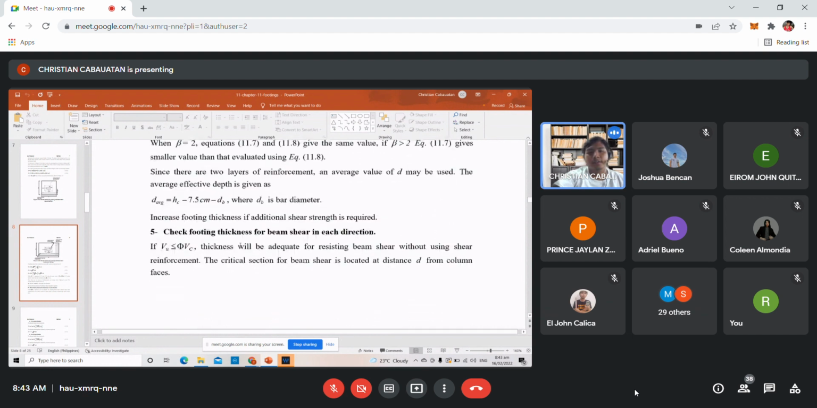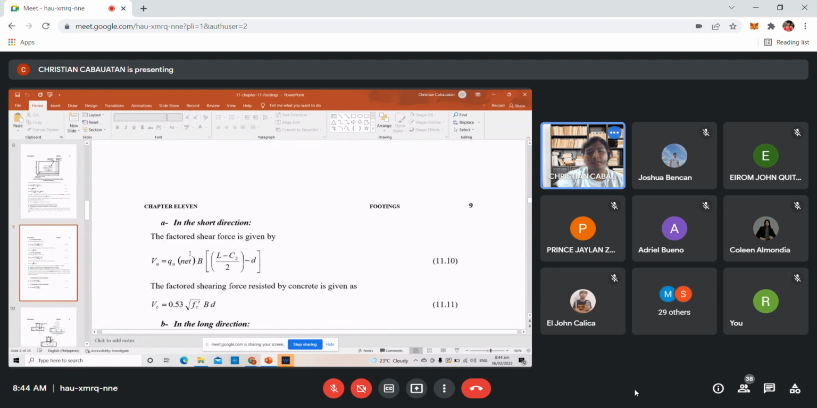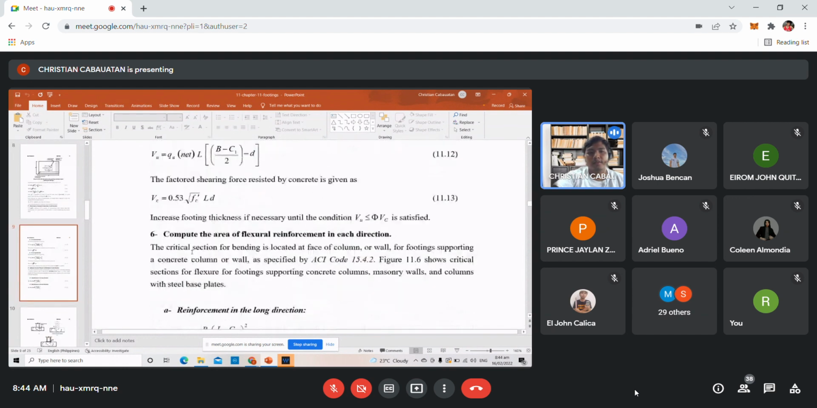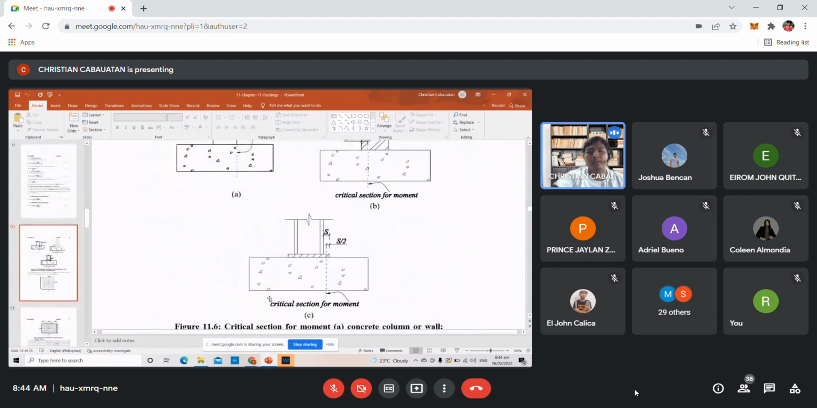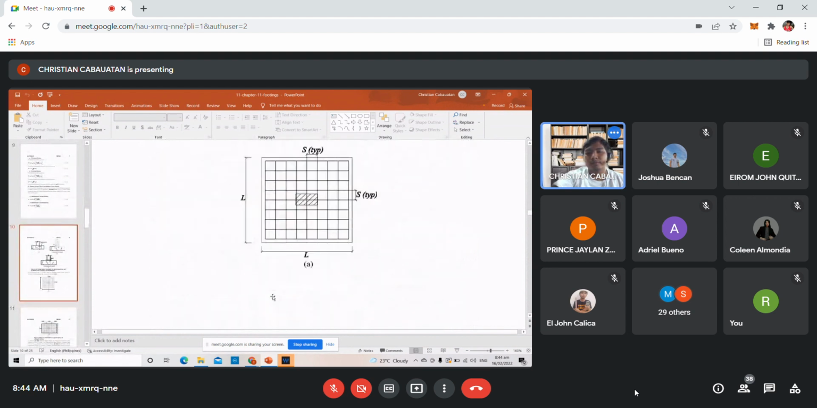Okay. So, the last one is to check the footing thickness for beam shear in each direction. So, yan na. Marami nang considerations yan. So, we will not ponder on these things na. Okay.